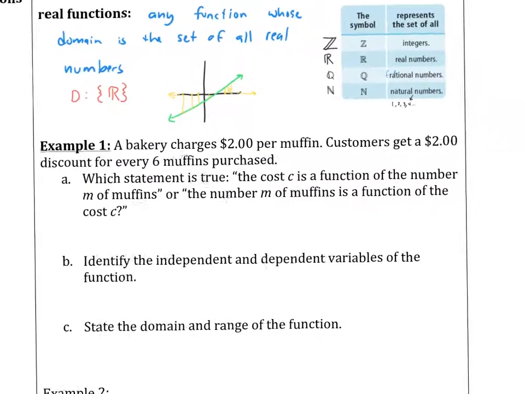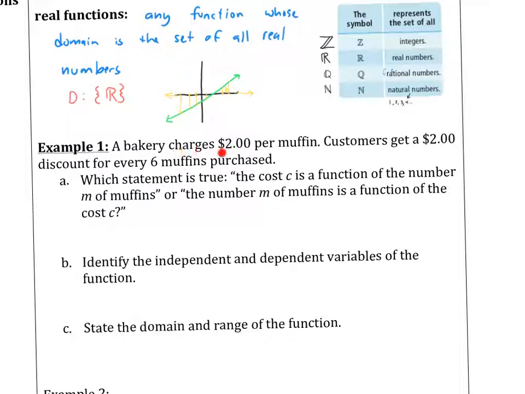On example number 1 here, a baker charges $2 per muffin. Customers get a $2 discount for every 6 muffins purchased. In other words, buy 5, get 1 free, right? Which statement is true? The cost, C, is a function of the number of M muffins, or the number of M muffins is a function of cost, C.